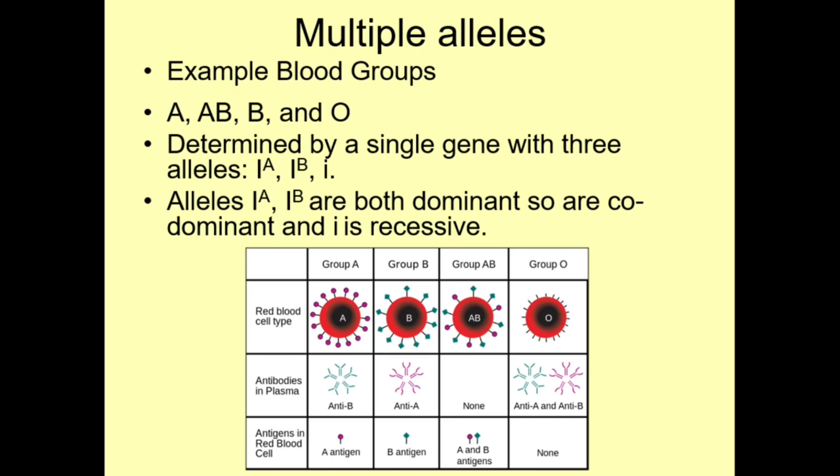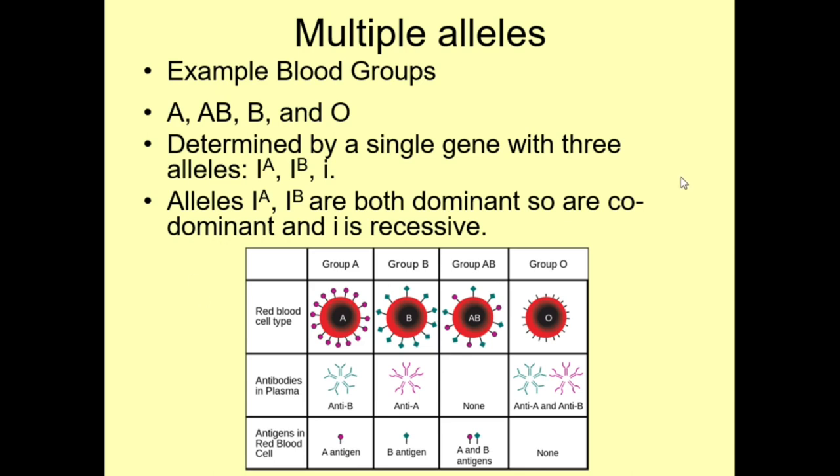Both IA and IB will express themselves fully, which we can see in the type AB blood, which shows both the type A and B antigens around them. But this can lead to some interesting issues when people get together and have children, because we get some interesting variations and outcomes when we start to put some of these crosses into Punnett squares.